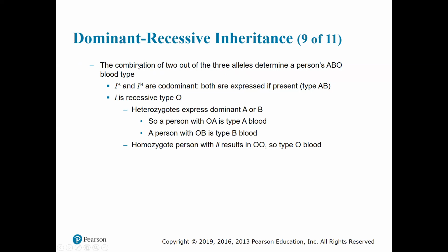And then this is just talking about what I already said here. So OA is type A, OB is type B, AB is type AB, and II or OO is type O blood, the lack of expression of both of these types.